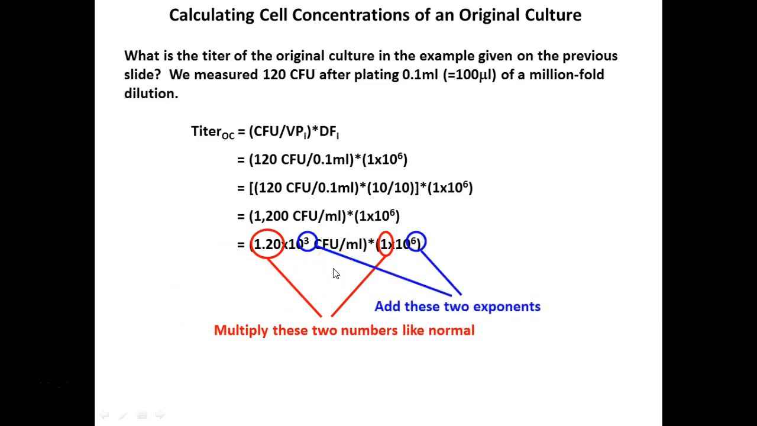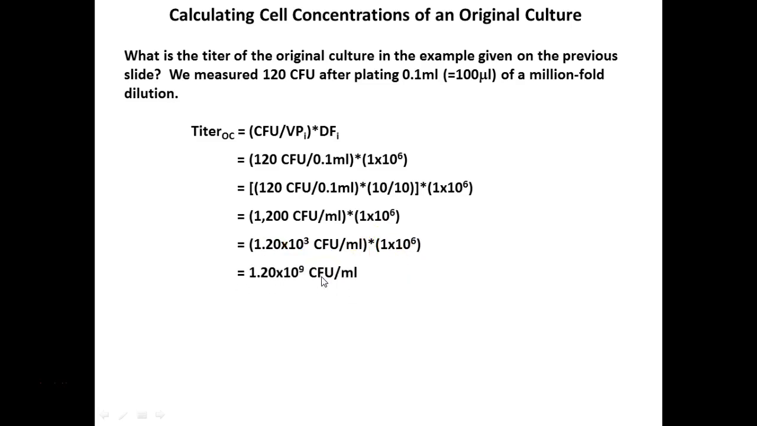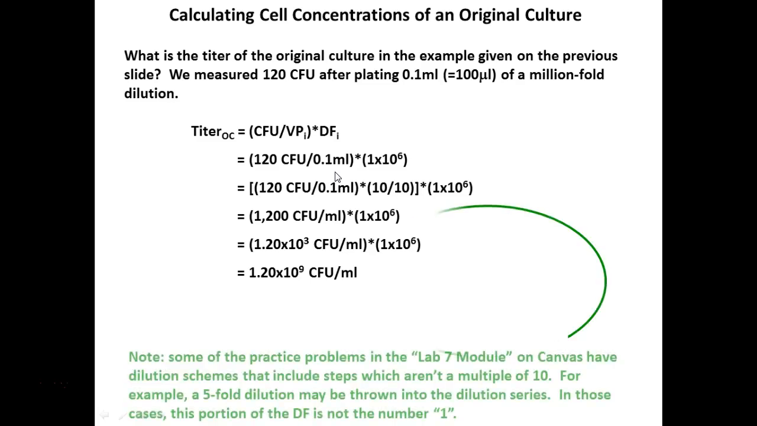And you can use calculators, or mathematically, this one's not so hard. You can very easily add up your exponents, multiply your numbers. And notice the units is CFU per milliliter. Like I said, typically we do it in milliliters. Even though I put 100 microliters on there, I would convert it into 1/10 of a milliliter.